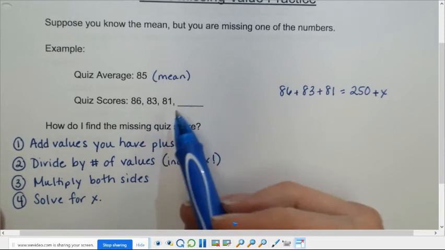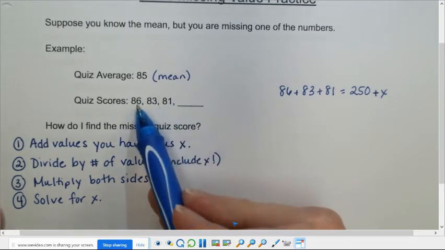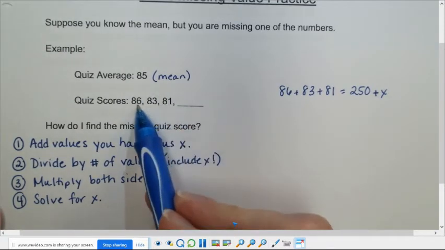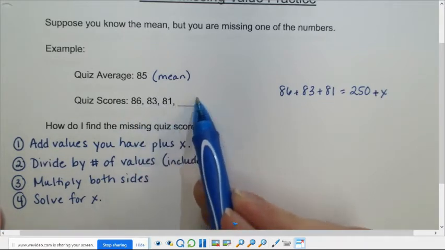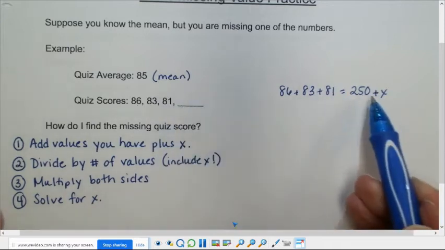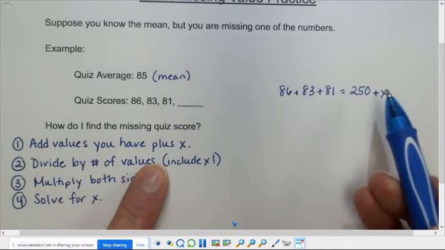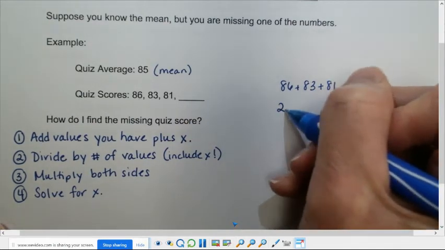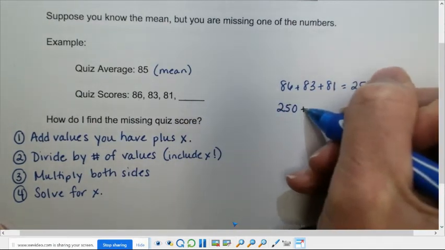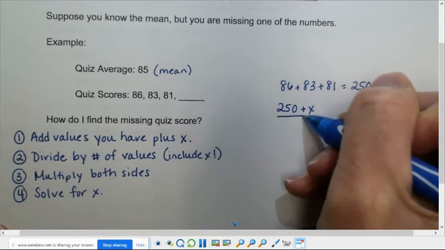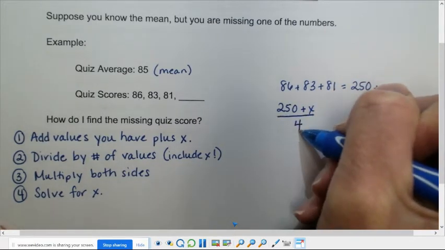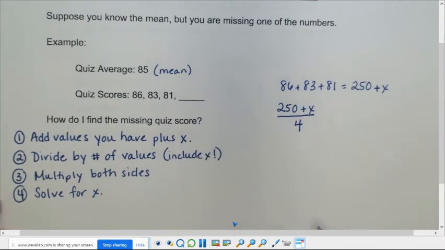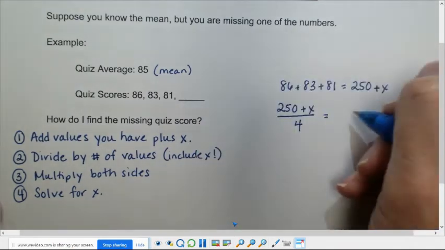Now, just like if I were finding the actual mean, I would take that and divide by the number of values I have here. Even though I have 3 numbers, I have 4 values total. This counts as a number. We just don't know what number it is yet. So I'm going to divide by the number of values that I have, including my X value that I don't know. I'm going to take that 250 plus my unknown number and divide it by 4, just like I would do if I were finding the mean. Now I know my mean already, so I can set this equal to my mean.